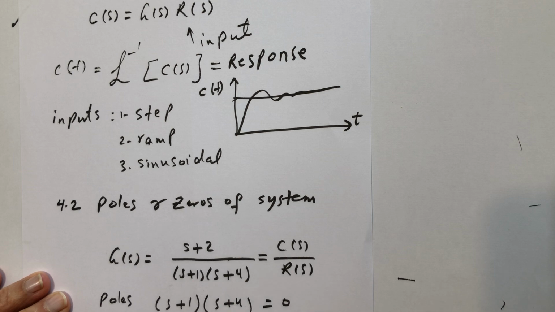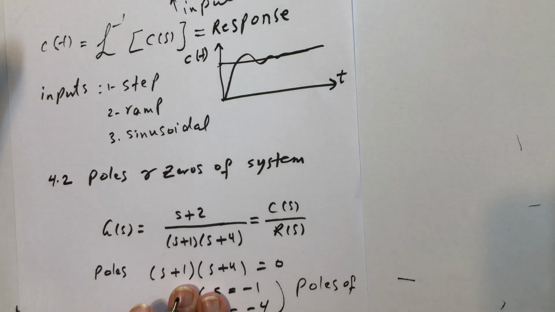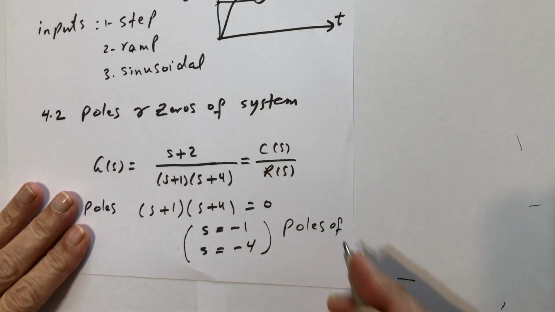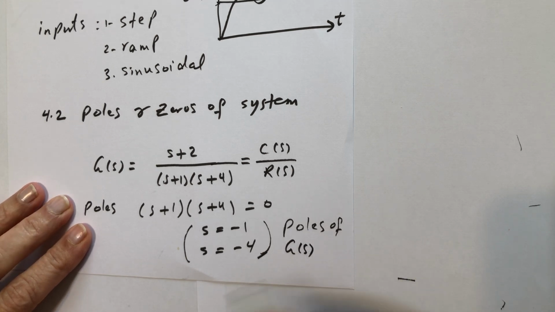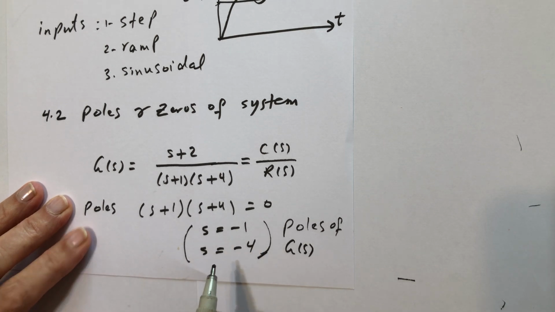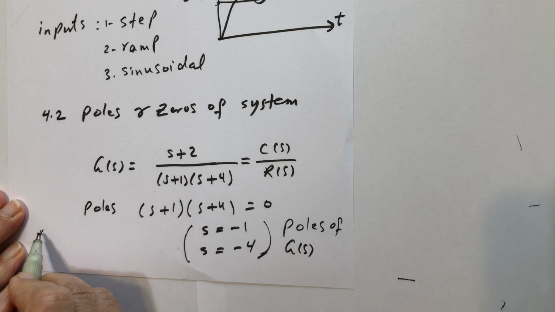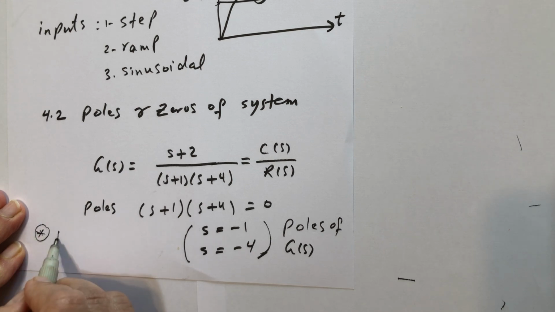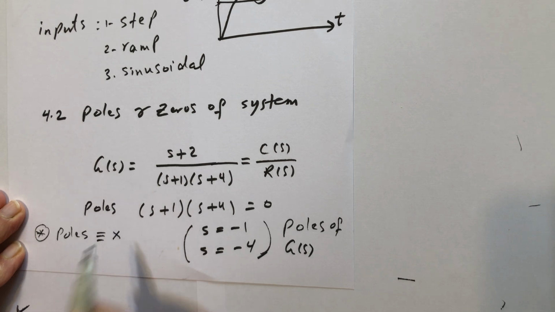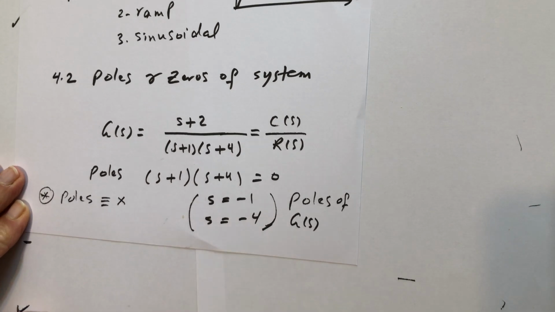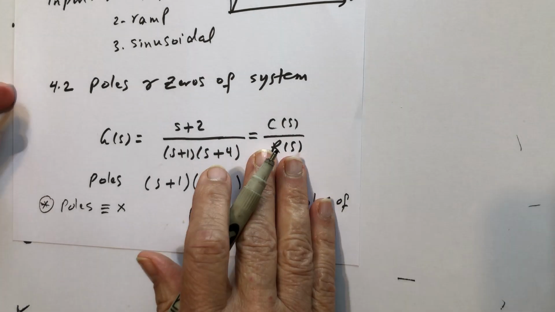These are the poles of G of S. When we go into the Laplace plane, we'll have the poles represented like that. The poles are equivalent to a cross. Okay? The poles are equivalent to a cross.